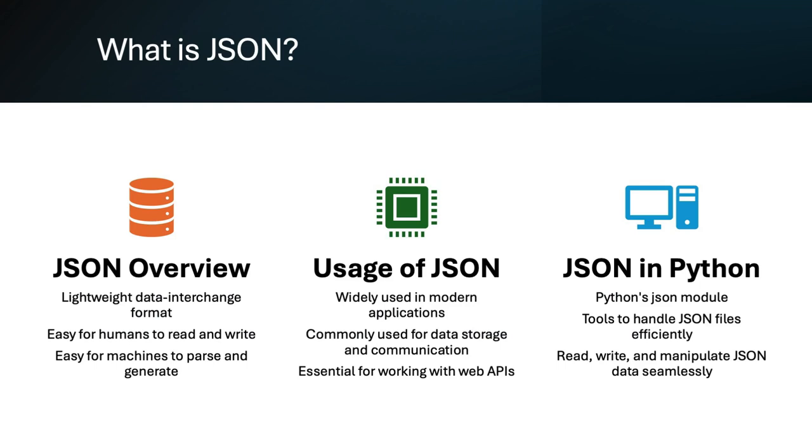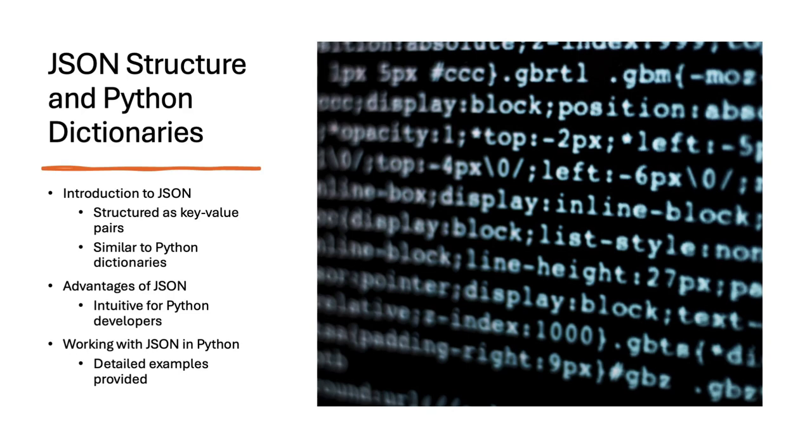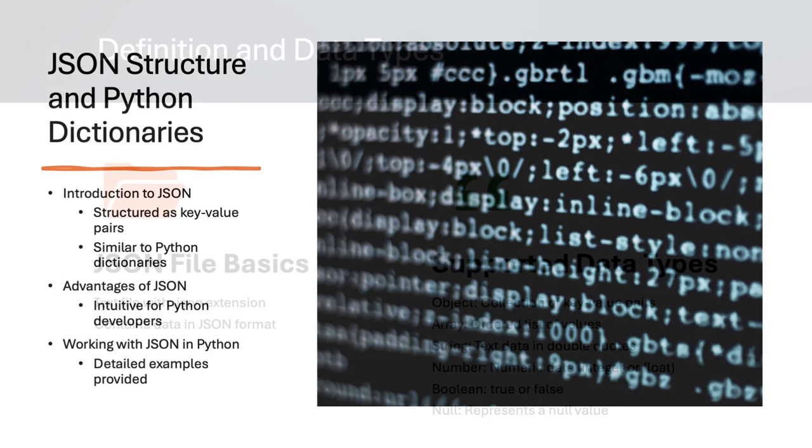JSON is a lightweight data format, easy for humans and machines to read. It's widely used in modern applications, especially with web APIs. Python's JSON module helps in efficiently handling JSON files, allowing seamless reading, writing, and manipulation. JSON is structured as a key-value pair similar to Python's dictionaries, making it intuitive for Python developers. This guide explores JSON, its advantages, and working with JSON files in Python with examples.